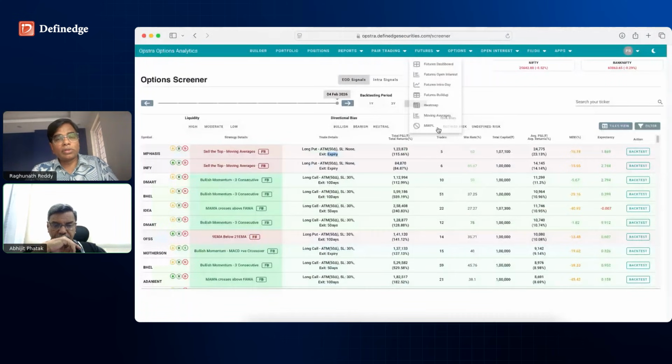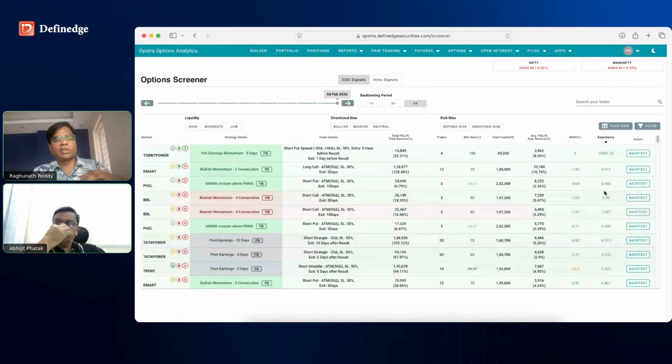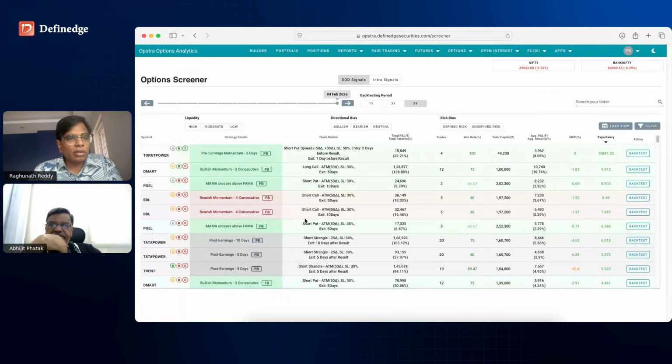If you want, you can also sort these based on the expectancy. If you want high expectancy, it means a higher probability of being profitable. So you can choose things like that. Now we have looked at two bullish and one bearish, right?